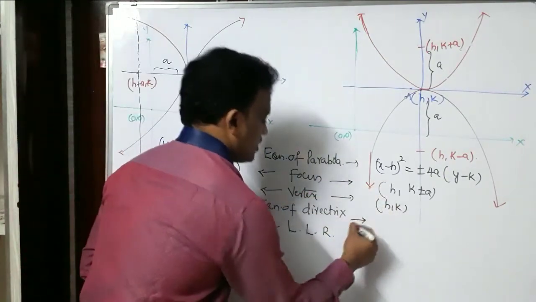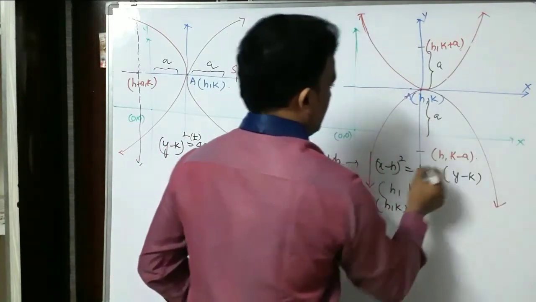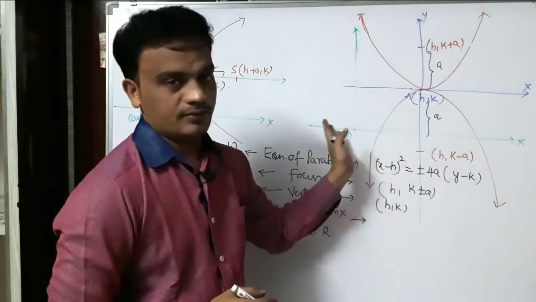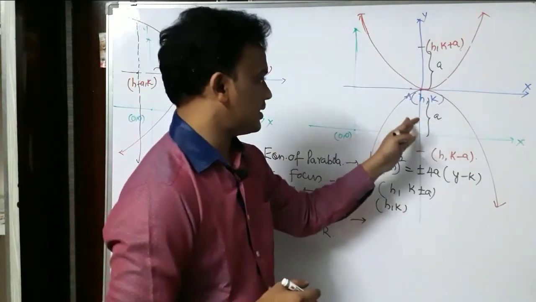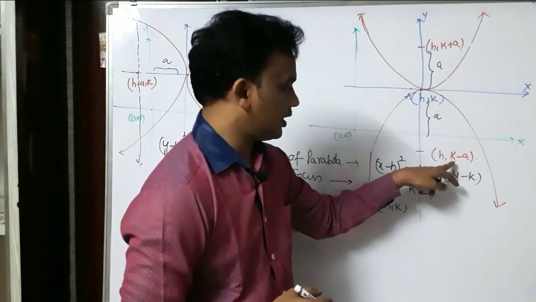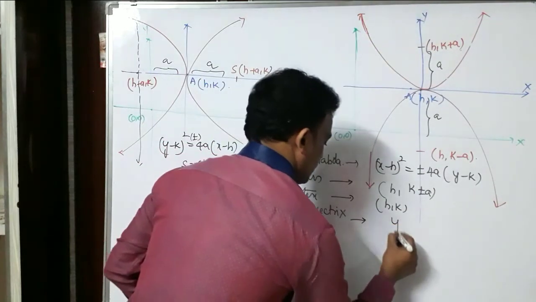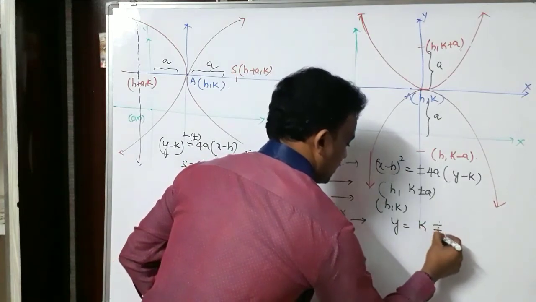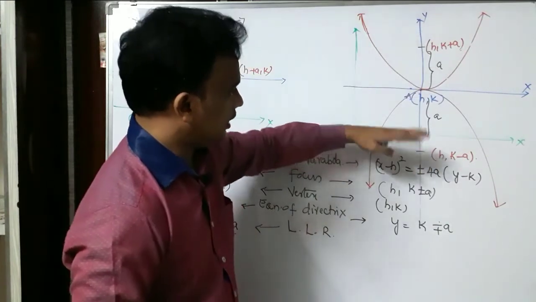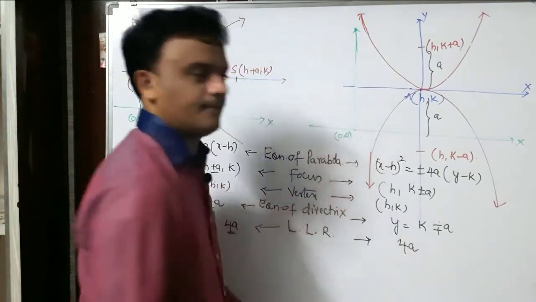What is the equation of the directrix? The directrix is perpendicular to the axis and parallel to the x-axis, so the y coordinate is constant: y equals k minus a and y equals k plus a. So I can write y equals k minus or plus a. Upward parabola k minus a, downward parabola k plus a. The length of latus rectum is always 4a.